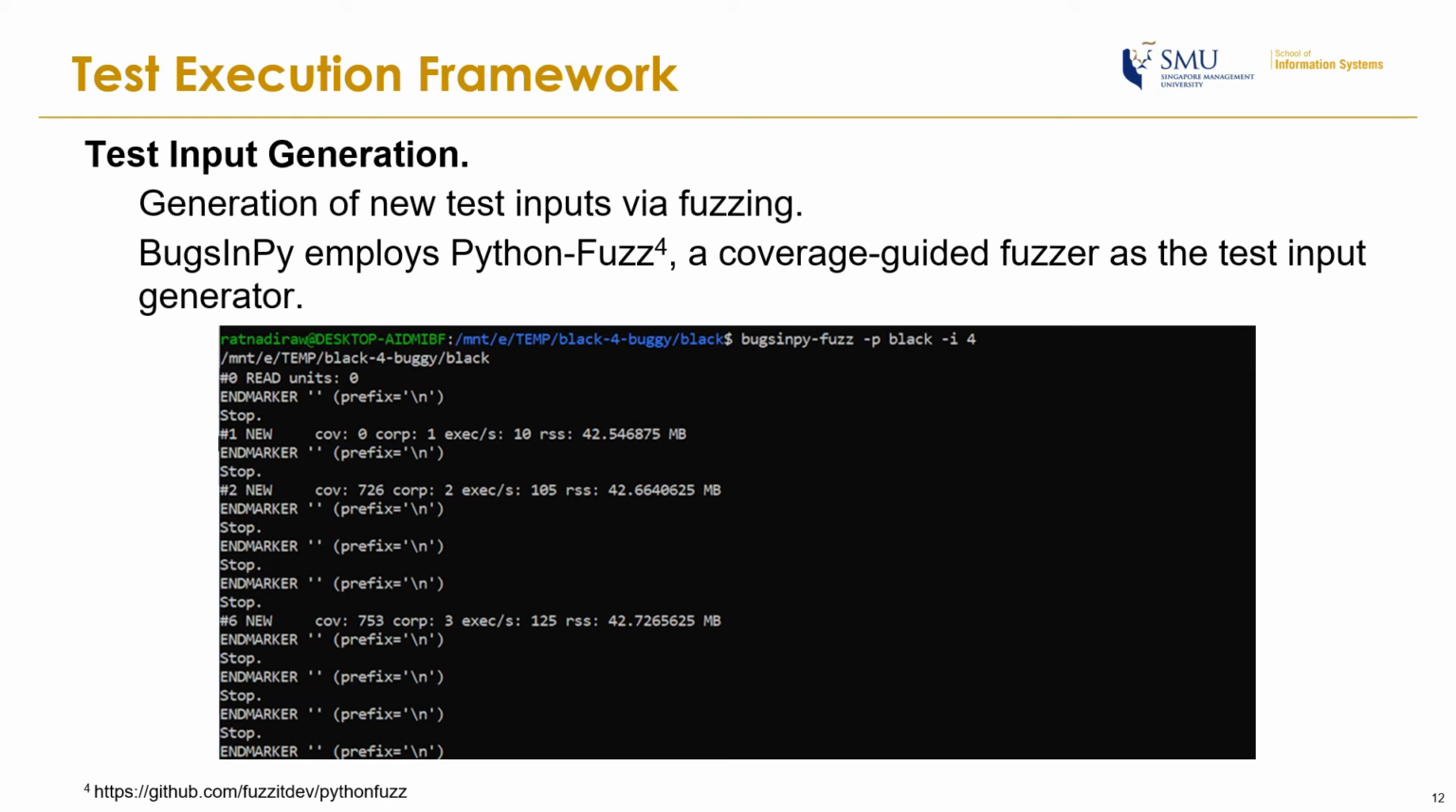The first command in BugsInPy is used to do test input generation. BugsInPy uses the Python fuzz, a coverage-guided fuzzer for testing Python packages, as the test input generator.